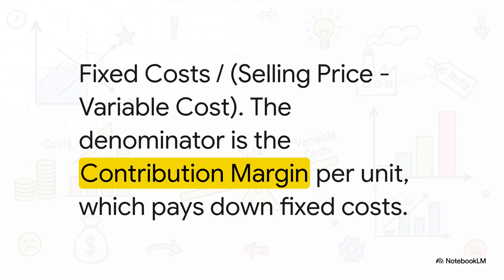For us, that's $20 minus $8, which equals $12. Think of it this way. Each shirt we sell contributes $12 towards paying down that big $1,200 mountain of fixed costs. It's not profit yet, but it's the money that gets us closer to profitability.